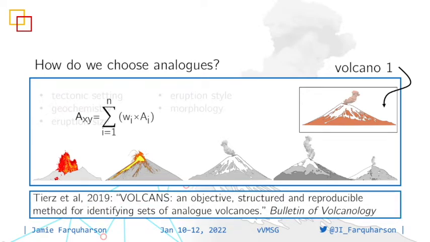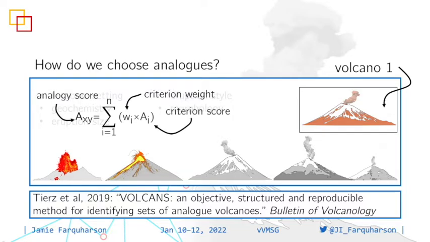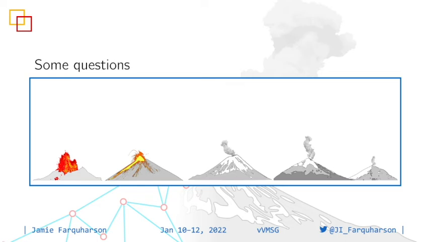In their 2019 paper. So the equation shown on screen just establishes an analogy score based on a weighted value of each individual criterion. Using an approach like this, one can compute the analogy score for Volcano 1 against any other volcano, with the highest score representing the system that is most similar, in this case the volcano highlighted by the box. So, some questions.